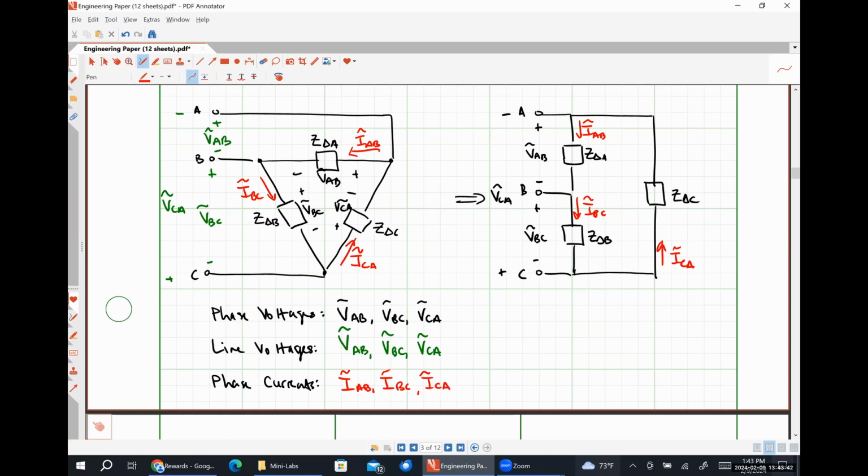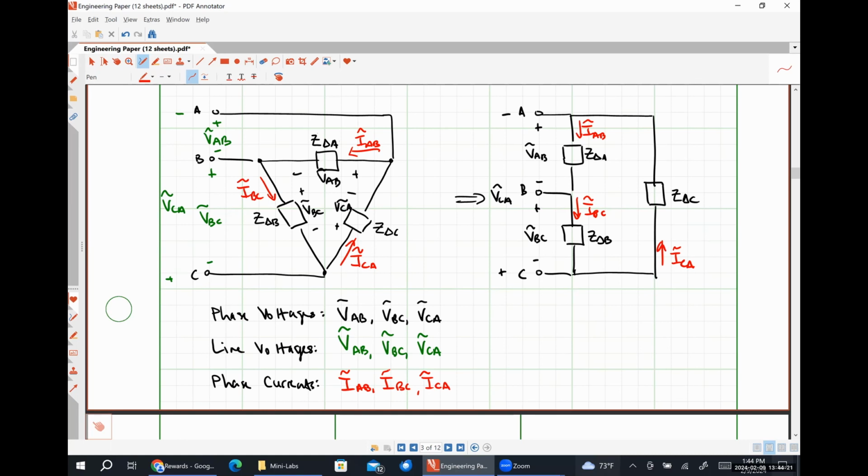So that's a YY, Y delta, delta Y, and delta delta. We are going to start with a YY system because it's the easiest thing to analyze. And we are also going to be looking at what the consequences of having a balanced system are. That's going to take us an entire class meeting. The following class meeting after that, we're going to talk about how we can transform any other system into looking like a YY system so that it's easy to analyze, and then go back to figure out what particular quantities we're looking for.